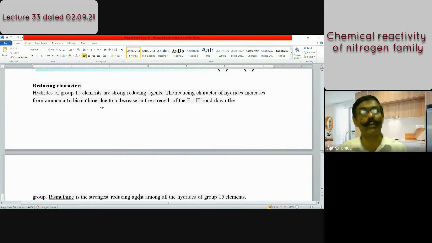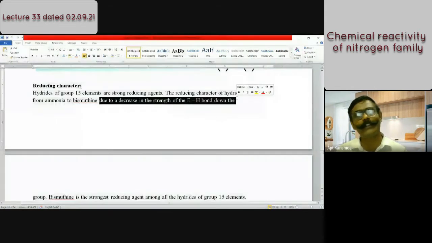Now we'll discuss the reason for that. The reason is the decrease in the strength of the EH bond. Why for the reducing agent? Because they can supply hydrogen, and that hydrogen can undergo oxidation, so that will be the reducing agent. The source of hydrogen is these hydrides, because hydrogen is linked to the central atom, and because of the availability of hydrogen, these are reducing agents.